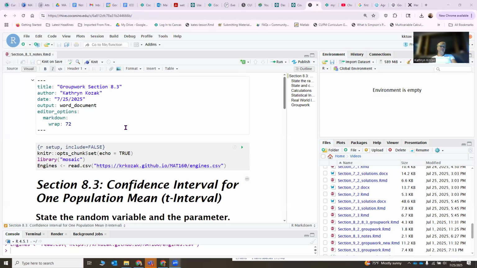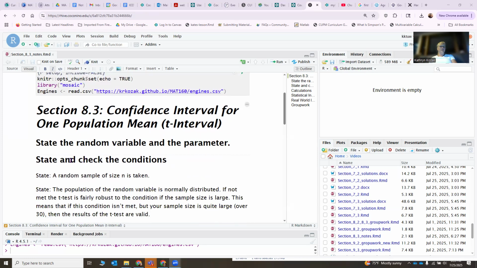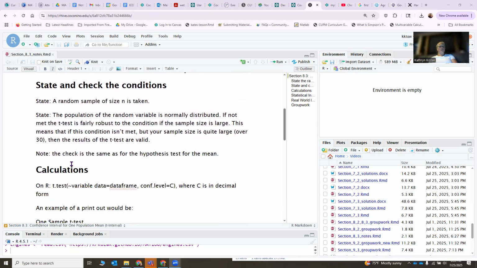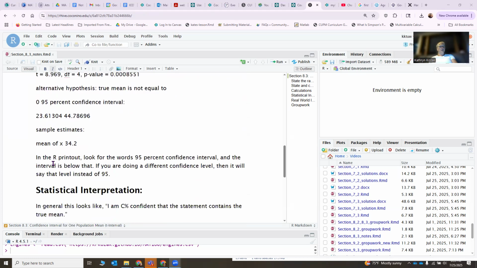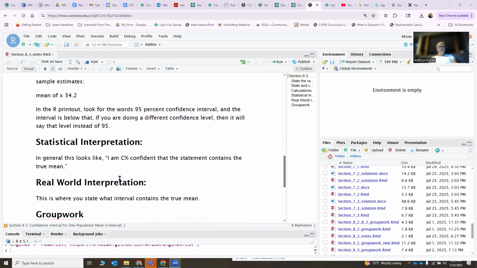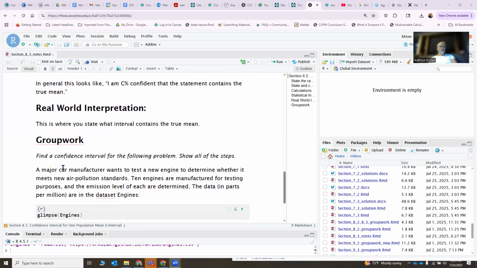Confidence interval for one sample mean, called a t-interval. As always, you have the same steps. State your random variable and parameter, state and check your conditions, do your calculations, do your statistical interpretation, and your real-world interpretation.